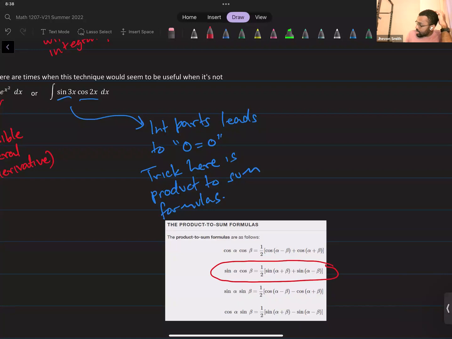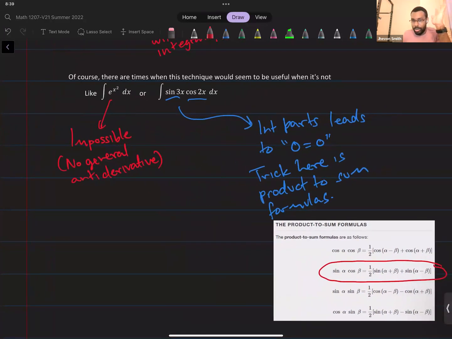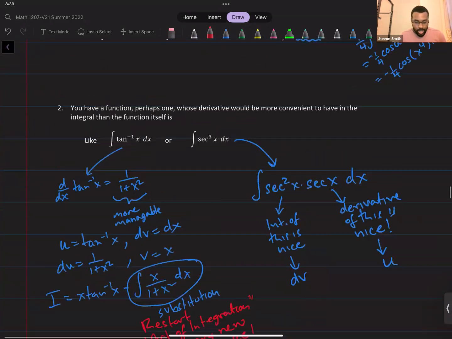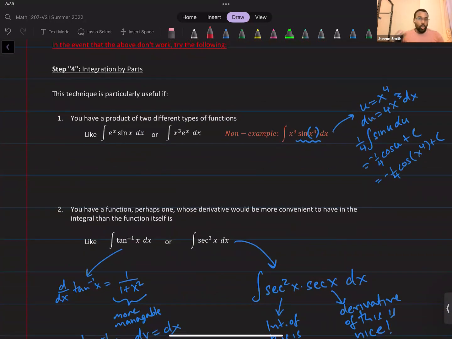So you have these weird situations, although I'm not going to ask something where you would need to know a product to sum formula, but just to know, things can get crazy with integrals. There are a bunch of integrals that are impossible to do. But the ones that you'd see in Calc 2 are these kinds. And this is when you would want to try an integration by parts.